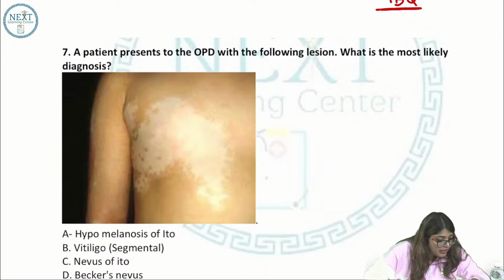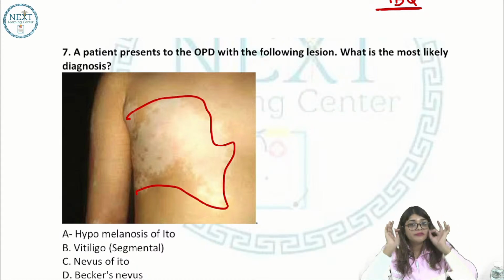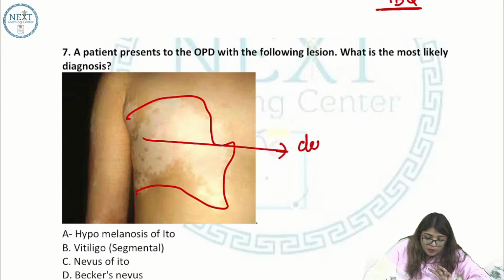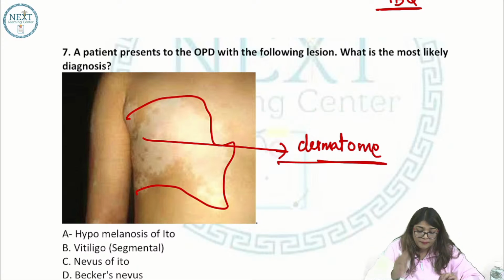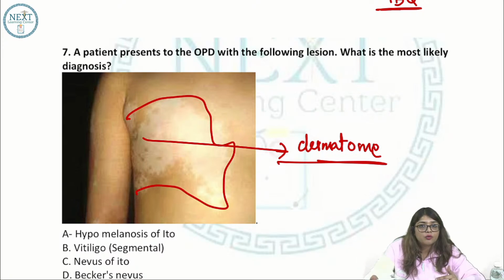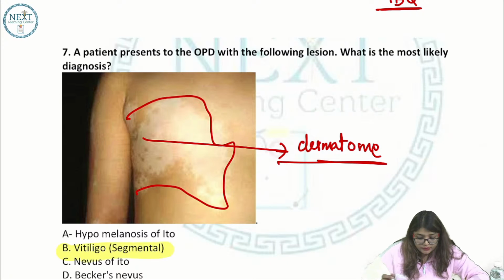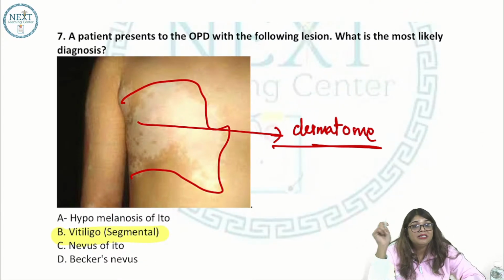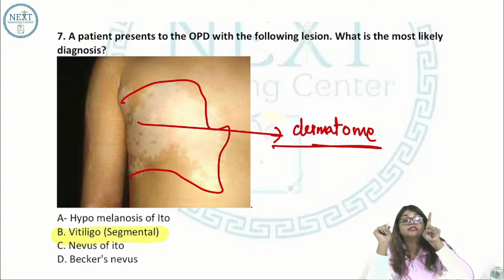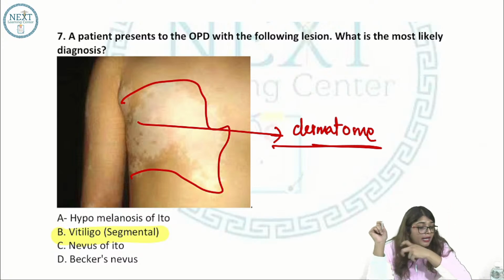Now look at this. I think you already told me the answer for this. You can see it is only towards one side, towards one dermatome. What do you mean by a dermatome? It has its own nerve, vein, and arterial supply. That is a dermatome. So against one dermatome, that is vitiligo, which is segmental. And what did we learn about vitiligo? We learned that it causes Koebner's phenomenon. Koebner's phenomenon is seen in lichen planus, psoriasis, and vitiligo. And what is the other thing?